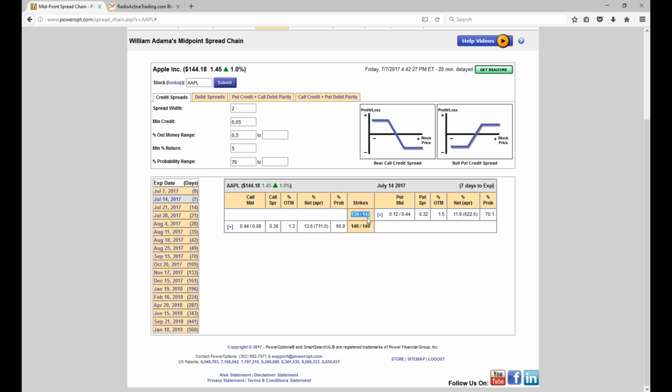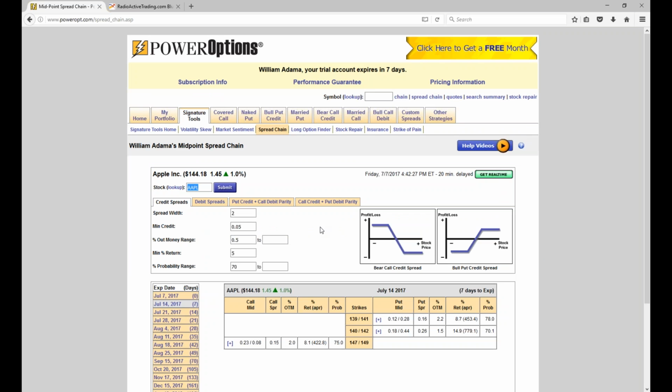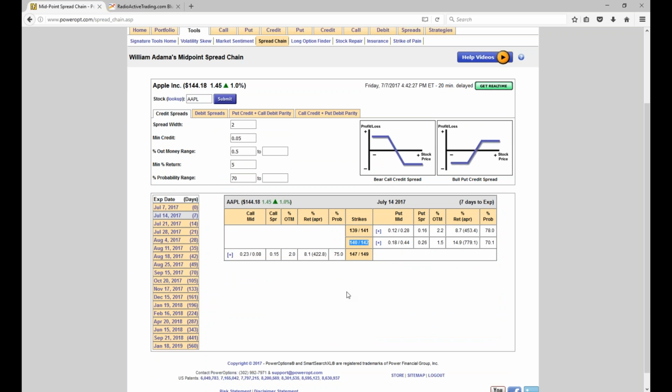And for the bull puts, it's close to what we were doing. There's the one that we were doing, right? We should have thought that that would come up. But for 7 days out, the 142, 140 bull put spread would get a credit of 26 cents. We looked at 14 days out where the credit was 43 cents on the same strikes, same 2-point spread. Probability here is 70%, and it's a 14.9% return for 7 days. Annualized return of 779.